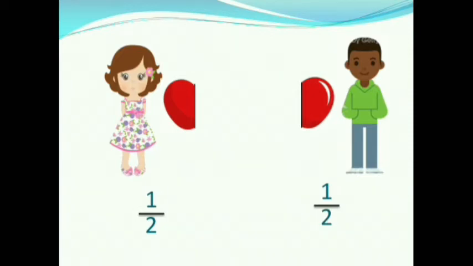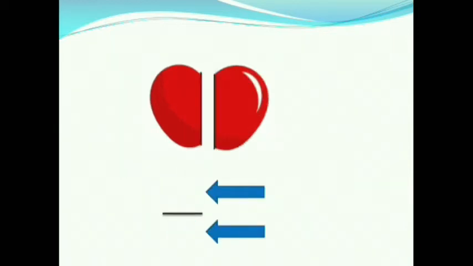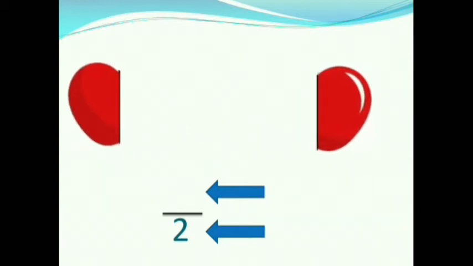Now you will be thinking, why did it become 1 by 2? Let us learn about it. Here, one apple is divided into two parts. So we will write 2 below the line. Therefore, the total number of parts divided should be written below the line. Here, each child gets one piece out of two pieces. Therefore, we will write 1 above the line. It means that the number of parts taken should be written above the line.